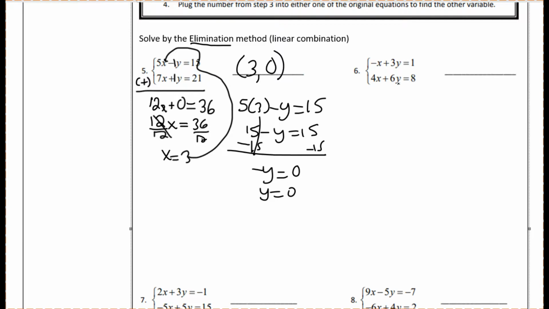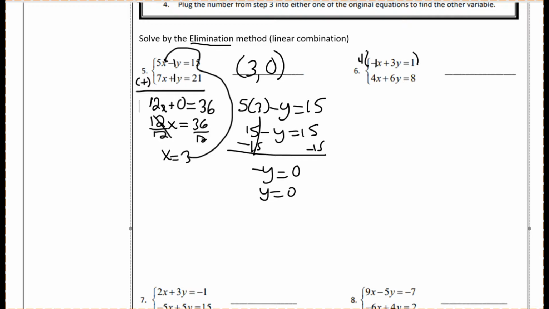All right, so for number 6, notice that none of the coefficients match. So we get a negative 1 in front of this first x here, and we have a 4 on the bottom. And then 3 and 6 for the coefficients for y. So what we're going to do is pick a variable that you want to eliminate. So this time we're going to eliminate x. All right, you can pick any one that you choose. So I will choose x. So I'm going to multiply the top equation by 4 so that the 4's end up matching. Okay, so I'm going to multiply this top equation by 4.